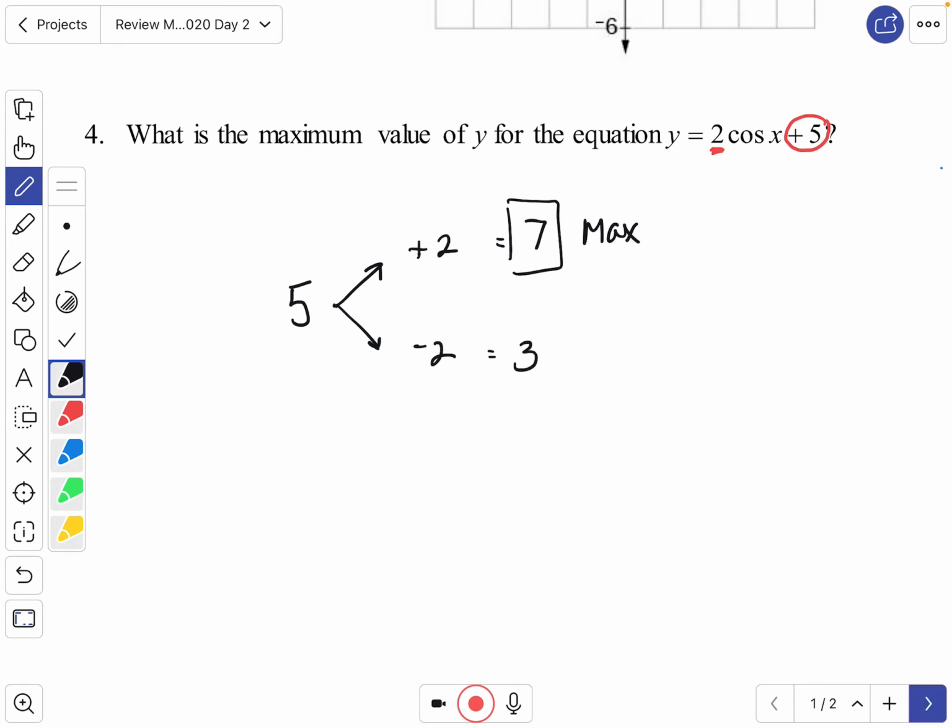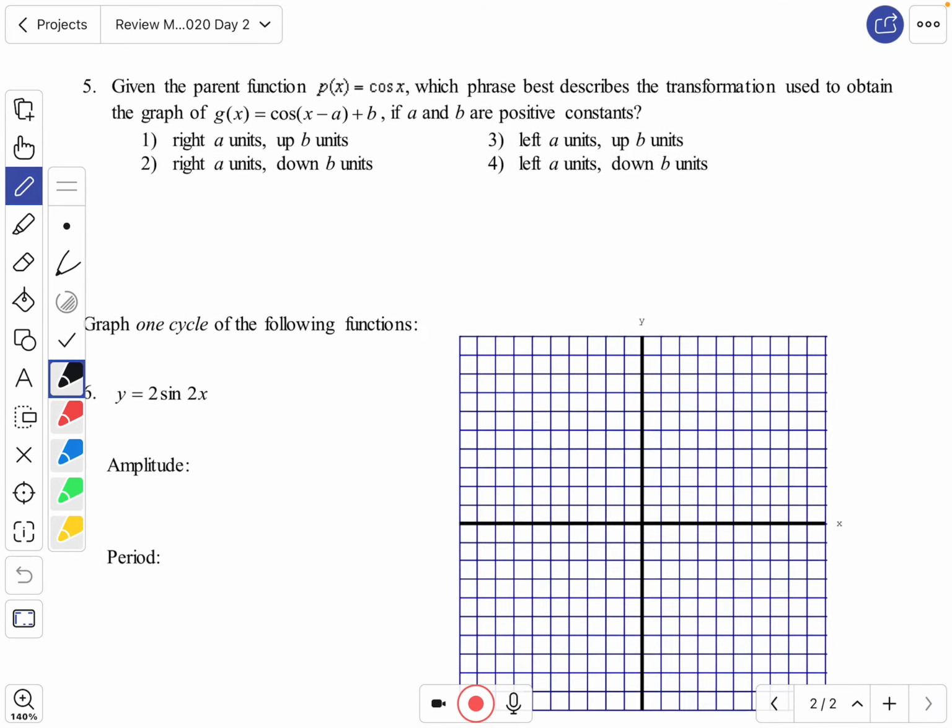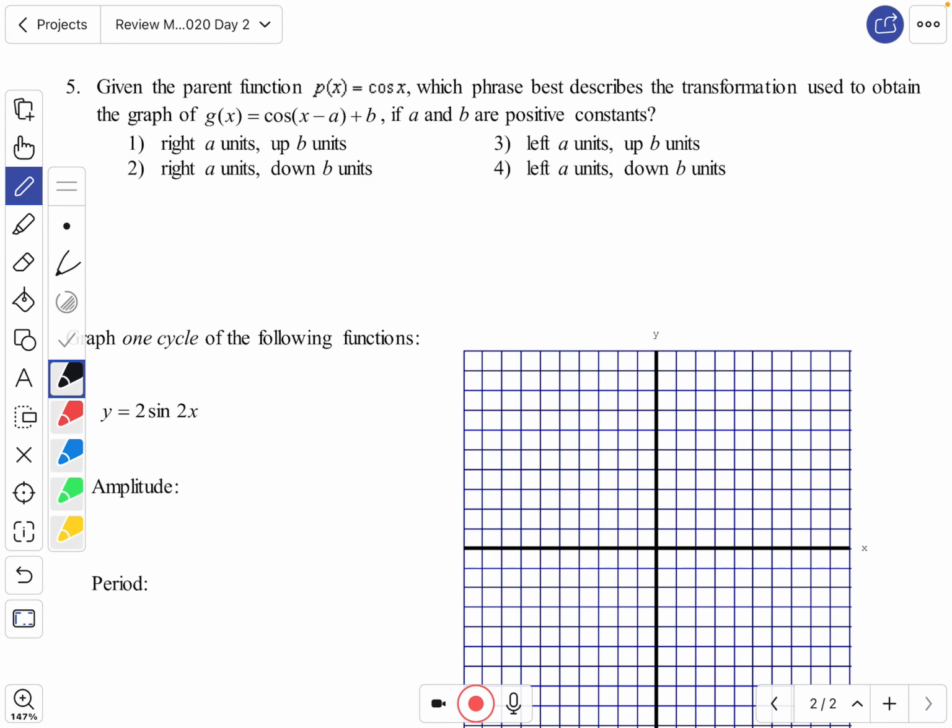Okay, moving on. 3 more questions. Given the parent function p of x is equal to cosine x, which phrase best describes the transformation used to obtain the graph g of x is equal to cosine of (x minus a) plus b, if a and b are positive constants? So all we're saying is that we had an original graph, it was just a regular cosine graph, and we shifted it. So there are some rules with shifting, okay?